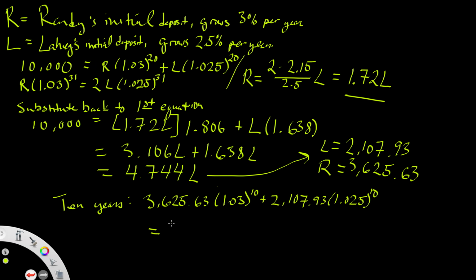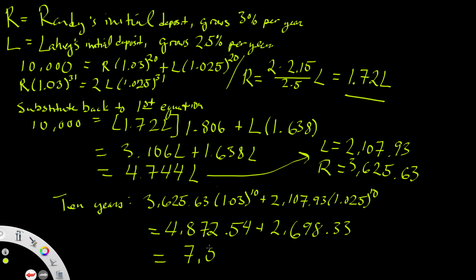When we figure this out, Randy has $4,872.54. And Leahy has $2,698.33. So the sum total in both accounts is $7,570.87. All right, there's our answer.